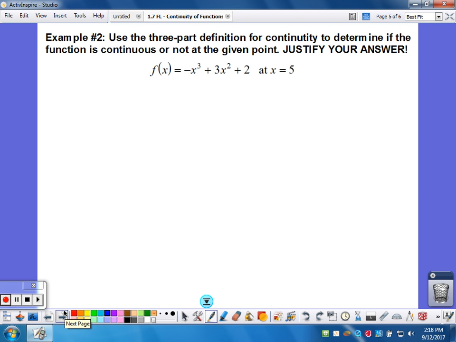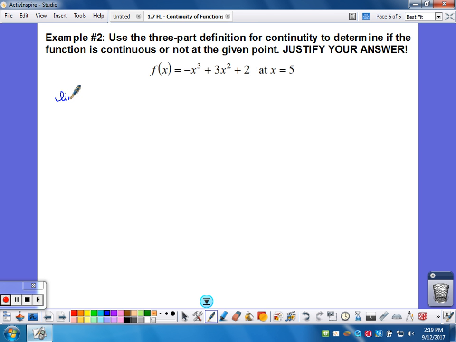What if you are given the equation? For example, f of x equals -x cubed plus 3x squared plus 2 at x equals 5. Well, I could make a graph of this function. I could make a table of this function. But another property that we know is that anytime we have a polynomial, which is what f of x is, those functions are continuous everywhere. They don't have any holes, they don't have any jumps, they don't have any asymptotes. So they are what we call continuous everywhere.